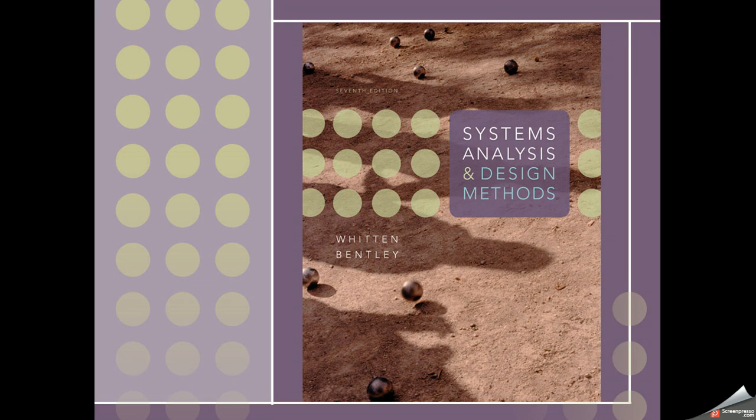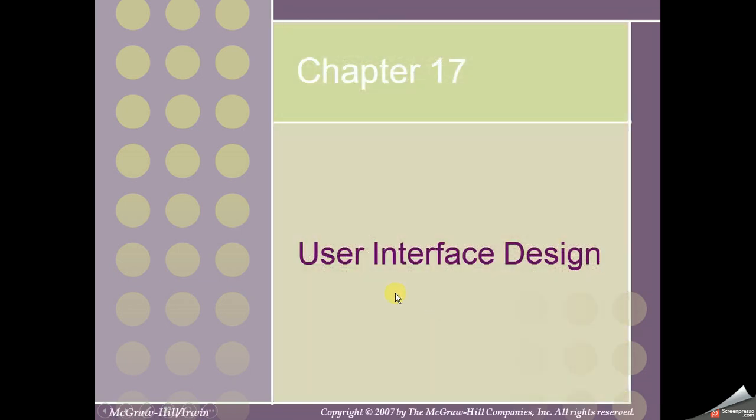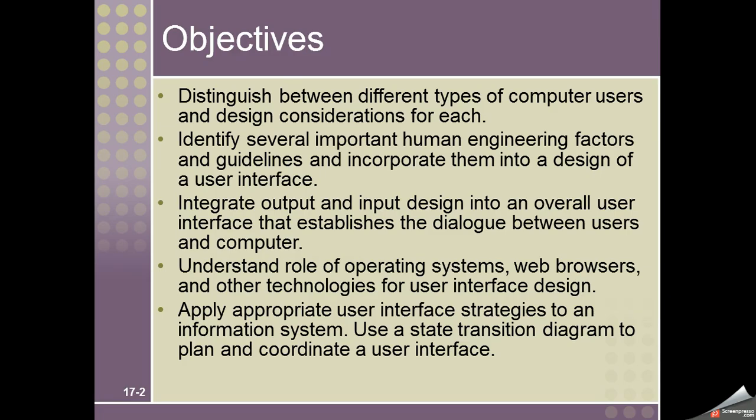Today we'll start a new chapter in System Analysis and Design 2, which is User Interface Design. The objectives of this chapter are, first of all, to distinguish between different types of computer users and the design consideration for each type.